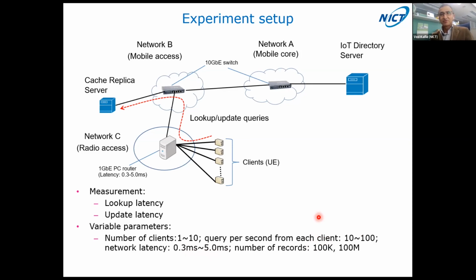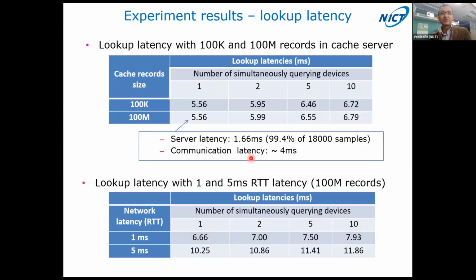So in this type of environment, we did the evaluation and we found that the lookup latency in the case of 100 records would be about 5.56 milliseconds. And even though we have 1,000 records, or 100 million records, the latency is almost the same. So in this case, we have verified that our architecture provides guaranteed lookup latency.